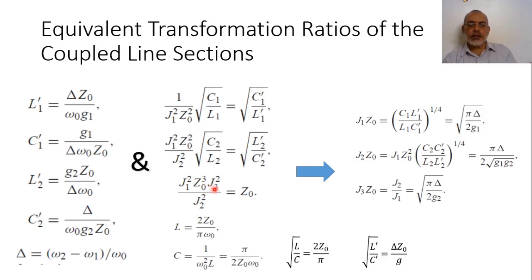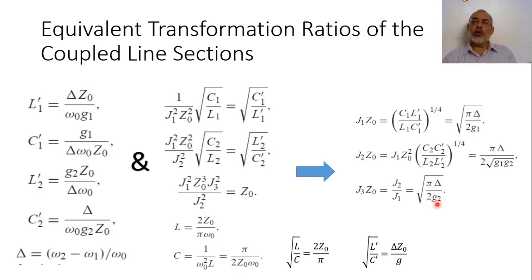We will take J3 squared Z0 squared. The remaining Z will be eliminated by this, which would be J2 over J1. So by taking the square root, we can obtain J3 Z0 equals J2 over J1. By dividing this by this, we can find out that J3 Z0 equals the square root of pi delta over 2G0.